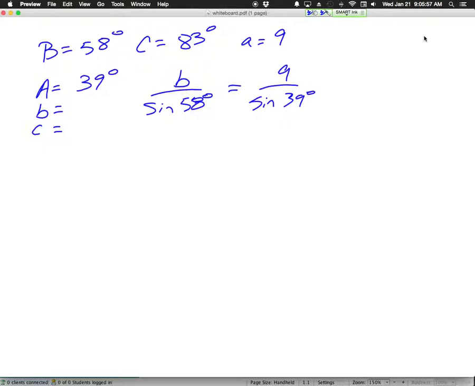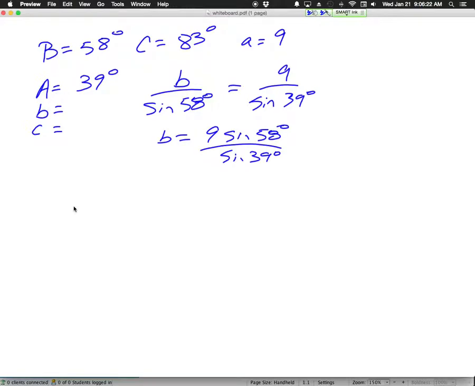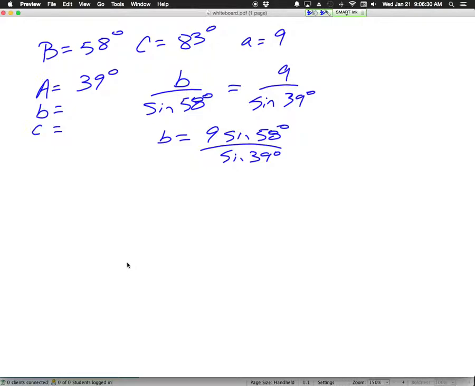So then the only thing that has to move is the sine: 9 sine of 58 over sine of 39. So I need a control divide. I have 9 sine of 58 on the top, and on the bottom I have sine of 39. Press enter. 12.128 for side B.